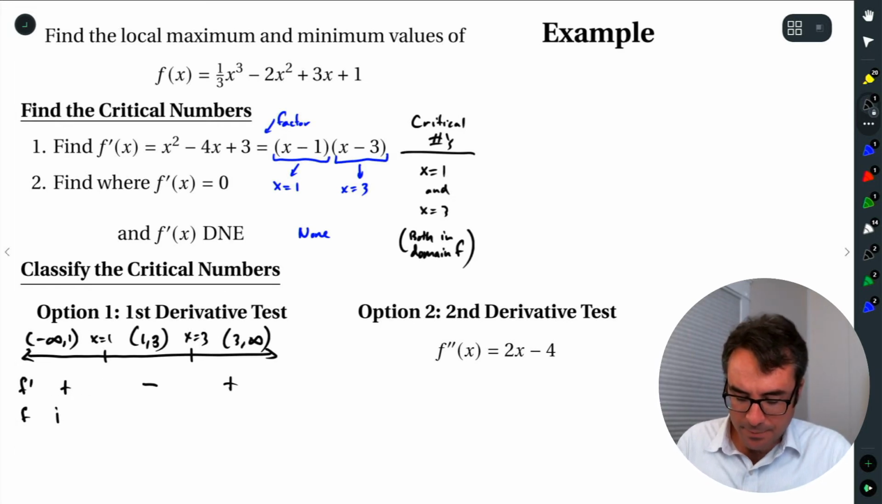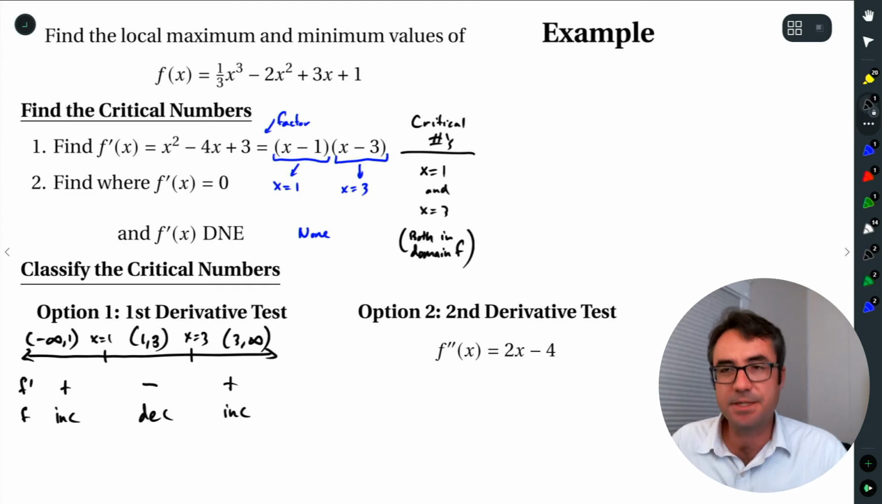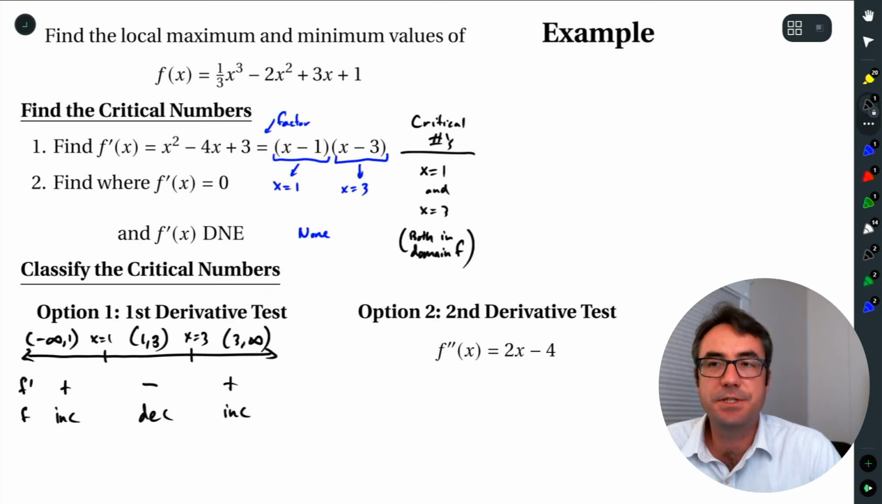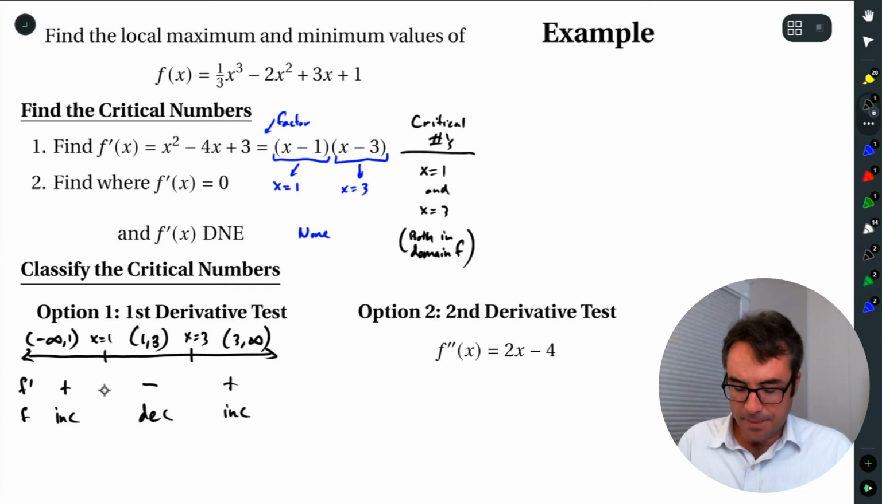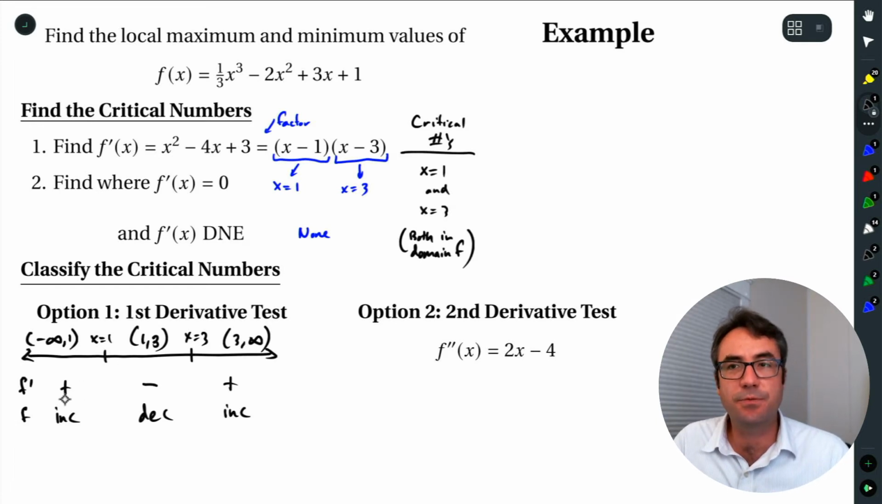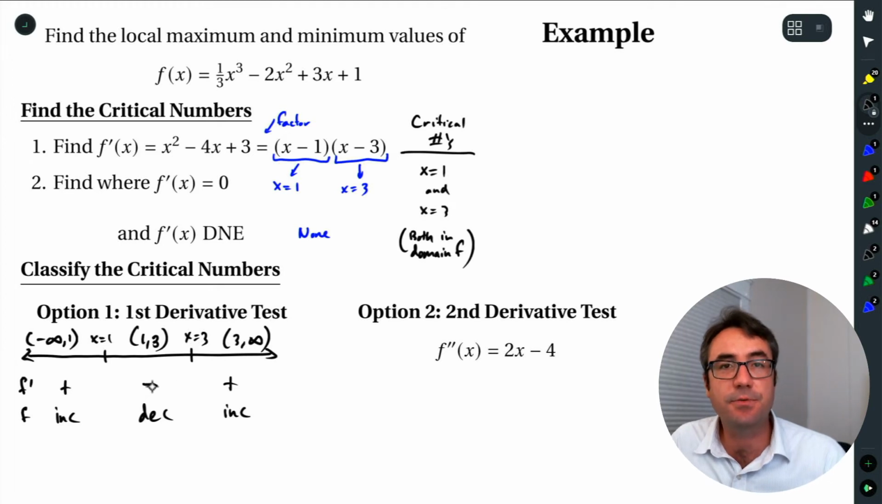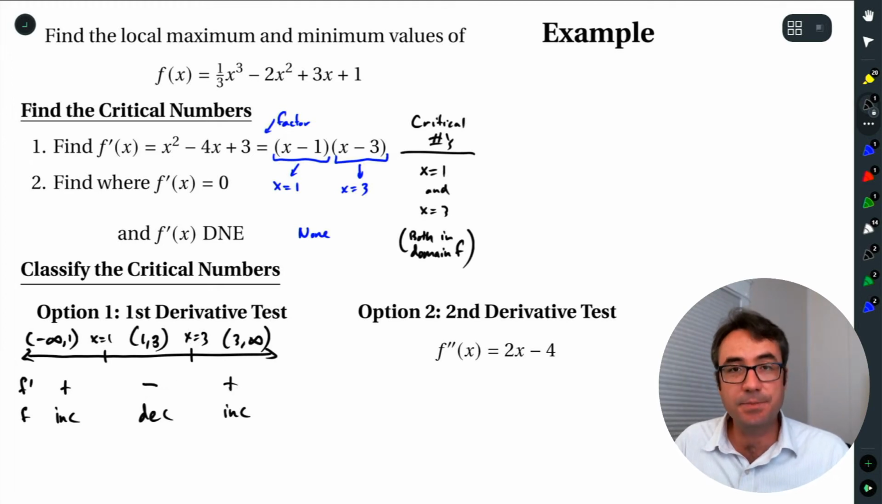And then when f prime is positive, that means our original function is increasing. And when it's negative, that means our original function is decreasing. So what we're seeing here is at x equals 1, a sign change, going from positive to negative. And at x equals 3, we're seeing a sign change, going from negative to positive. So something is happening at both of these places.